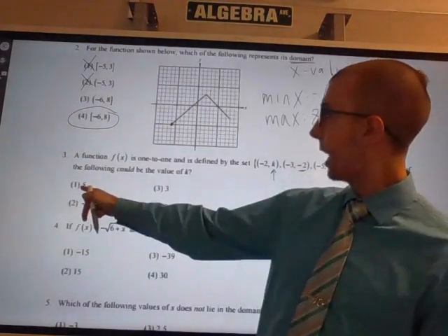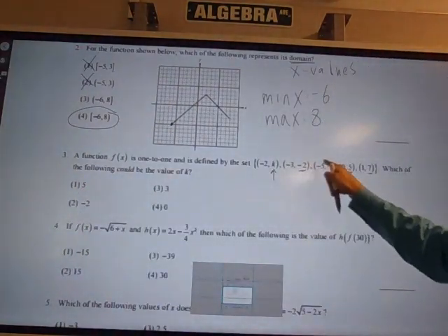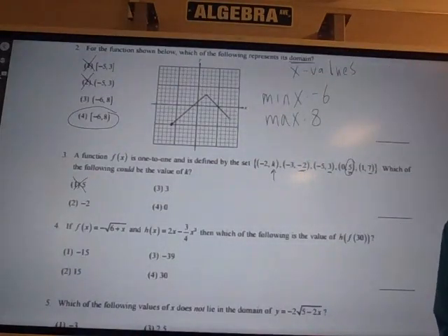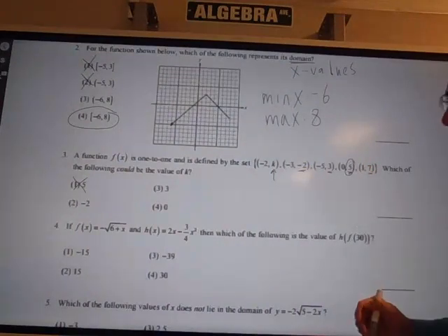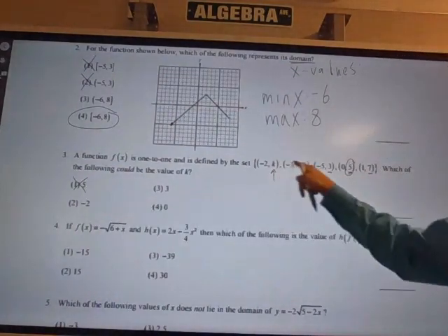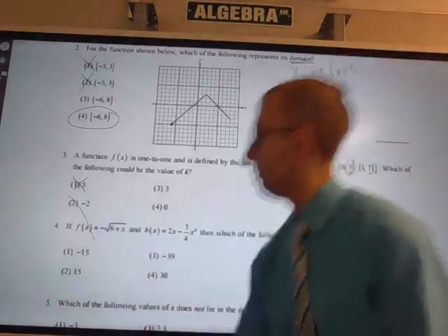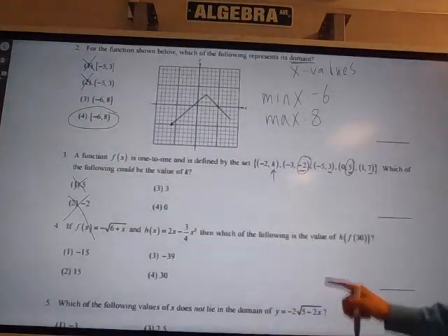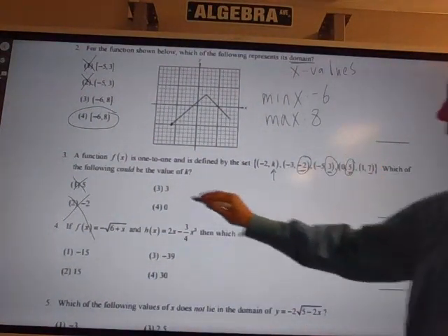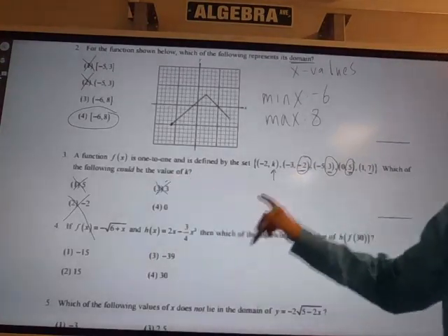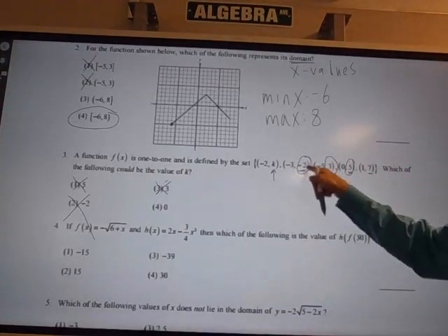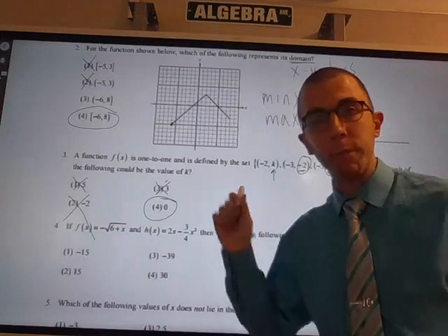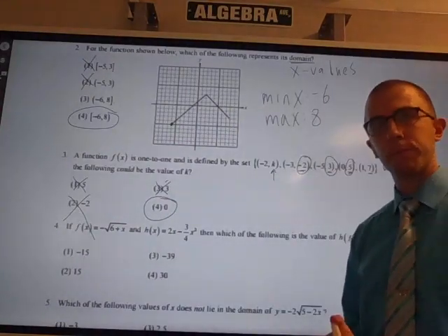So can k be 5? Well, do we have a 5? Yes, we do. So k cannot be 5, because then it would not be 1-to-1 because of those repeated y values. -2. Oh, right there is a -2. So not -2. What about 3? Oh, there's a 3. What about 0? Do we have a 0 in our y position? No, we don't. So k can be 0, and that would make this function 1-to-1.